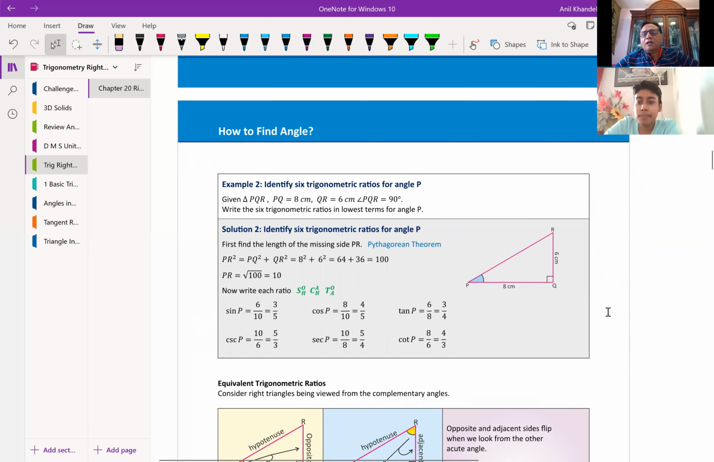Yes, sir. Now let us see, if you are given a triangle, for example, here we are given a triangle PQR. The sides of the triangle are PQ is 8 centimeters and QR is 6 centimeters. Can you see the triangle? Yes, sir. Can you tell me what is sine of P? Sine of P, sir? Yes. It would be 6 by 10, which is equivalent to 3 over 5. Very good. How did you calculate 10?